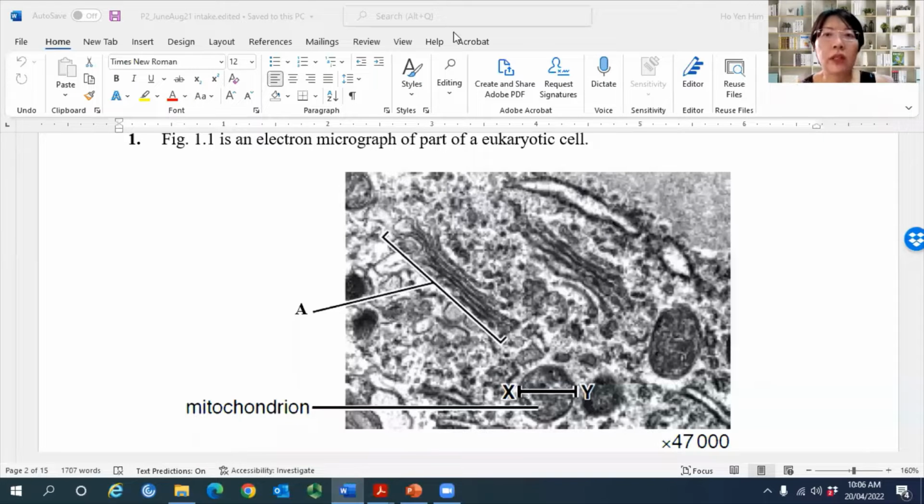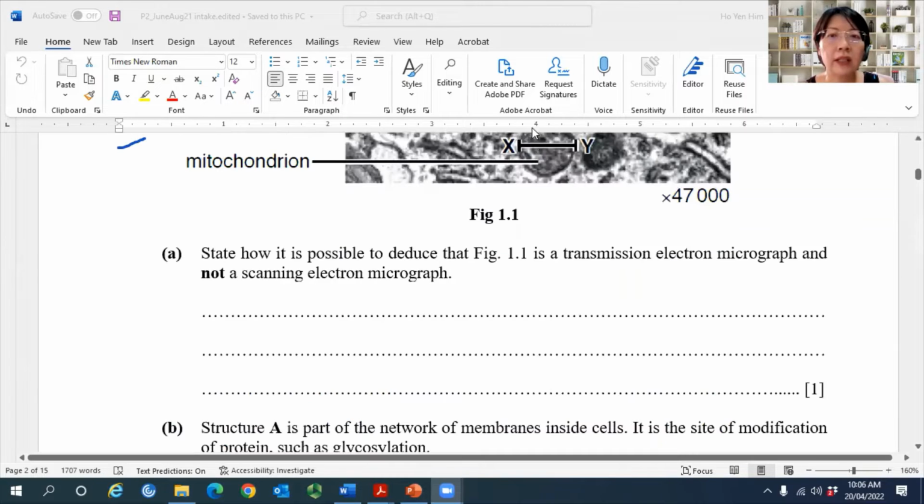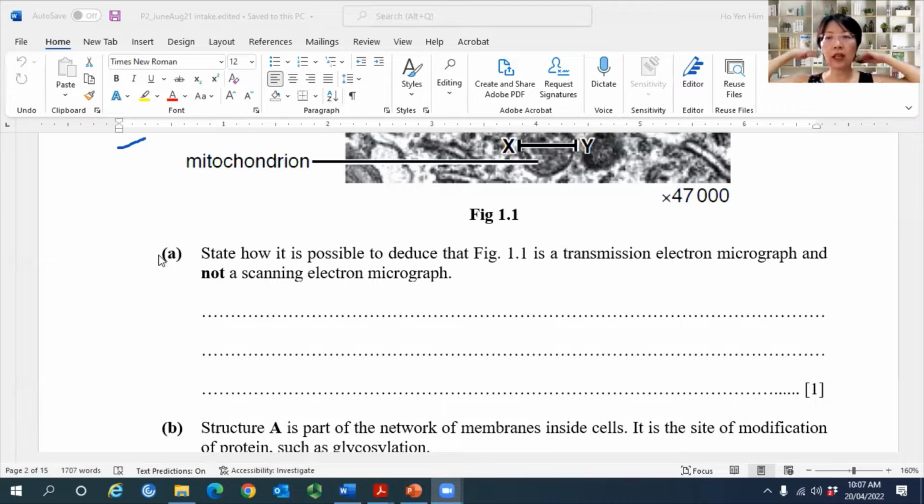So we will discuss paper 2 first for your trial exam. Question 1 shows you a transmission electron micrograph, and they label A as well as a mitochondrion. They've given you the magnification. The question asks the student to state how it is possible to deduce that figure 1.1 is a transmission electron micrograph, a TEM, and not a scanning electron micrograph, an SEM.